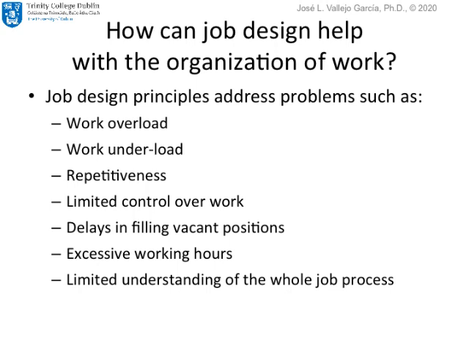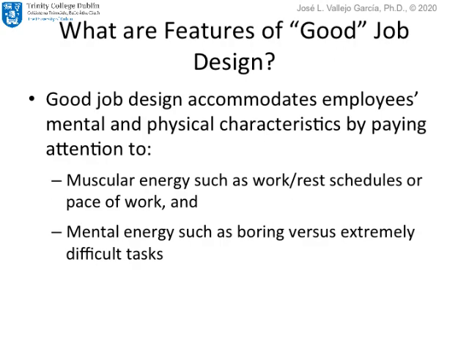So what are the features of good job design? Good job design accommodates employees' mental and physical characteristics by paying attention to, in the case of physical work, muscular energy such as work rest schedules or pace of work, and mental energy such as a boring versus extremely difficult task. Okay, so it's not only intellectual work, it's also physical, and it's also the mental energy that is consumed in a job. So that might be actually one of the most important features of good job design, to find a balance between those aspects.